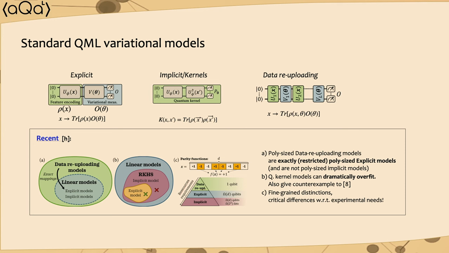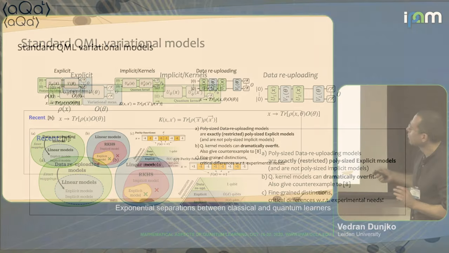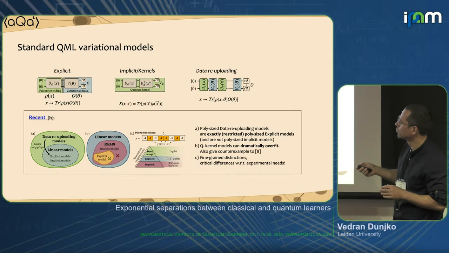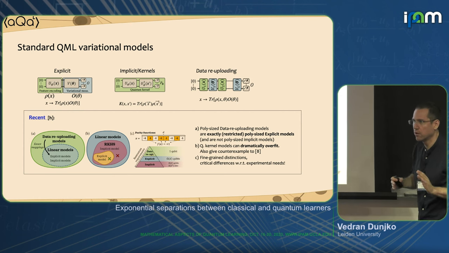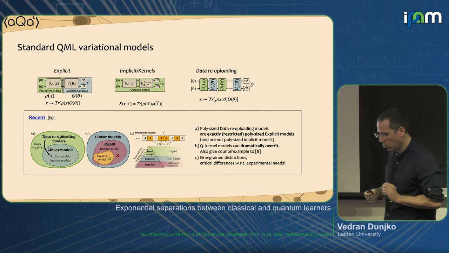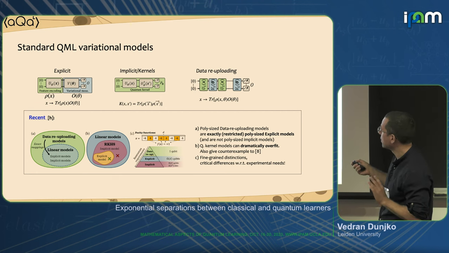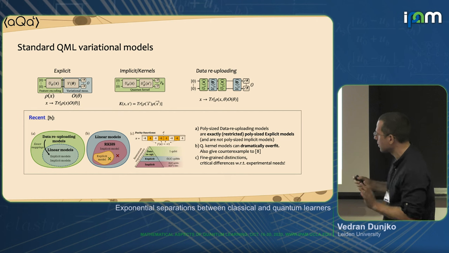To tell you how this works, let me remind you that there are three main models, which are not independent. There's the explicit model, which uses data just in the beginning to prepare some feature state, and then the observable is parametrized, and that's it. These are linear models, linear in the feature space. Then you have implicit models or kernels, which simply use the kernel trick building on this. And there are data re-uploading models, which are manifestly not linear, because I have this interspersing of data and free parameters, and it doesn't look like an inner product of this type. It's not a linear model.